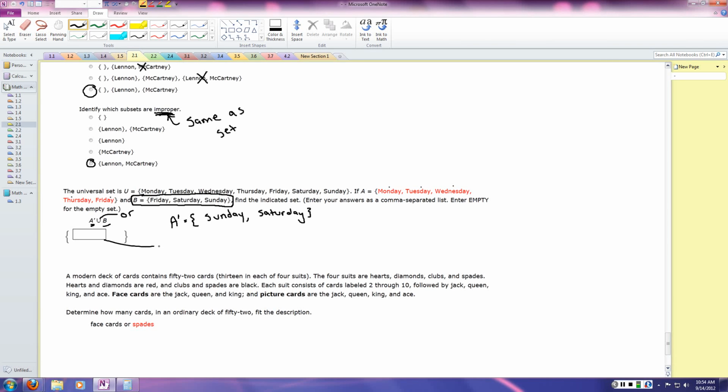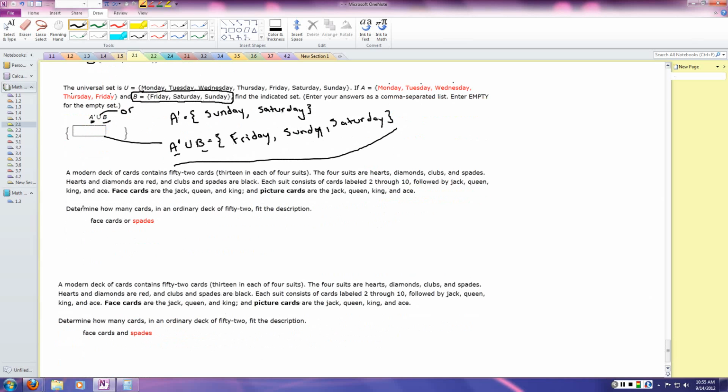So now I'm going to find A not or B. I'm going to list all the elements in A not, and then list all the elements in B, and I won't list the repeats more than once. So Friday, Sunday, and Saturday. So my answer here would be Friday, Sunday, and Saturday, or Friday, Saturday, Sunday. Whatever order you enter it in, you should be fine.